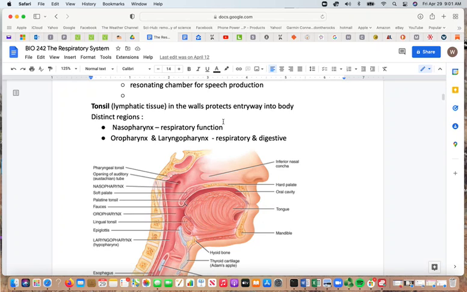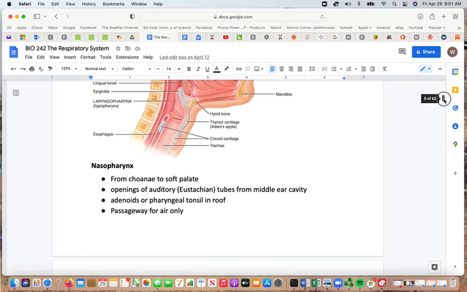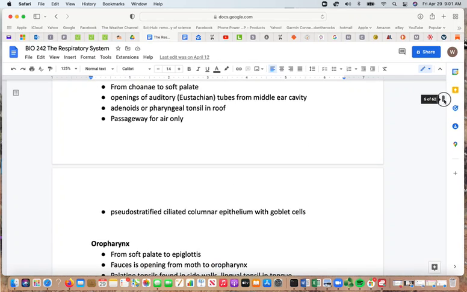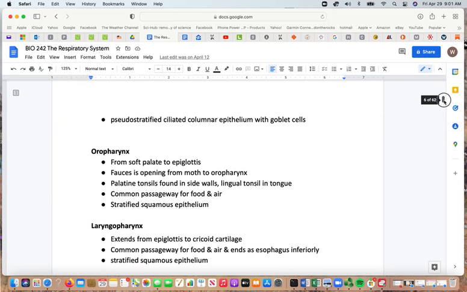So there's 3 distinct regions here, and this picture here divides these regions for you: your nasopharynx, your oropharynx, and laryngopharynx. The nasopharynx is associated with respiratory function, where the oropharynx and laryngopharynx are going to do both respiratory and digestive functions. So the nasopharynx is going to go from the choanae to the soft palate. You'll have your openings to the auditory or eustachian tubes that will connect in that area. The adenoids or pharyngeal tonsils are located in the roof. So this is just a passageway for air that will be lined with pseudostratified ciliated columnar epithelium and goblet cells.